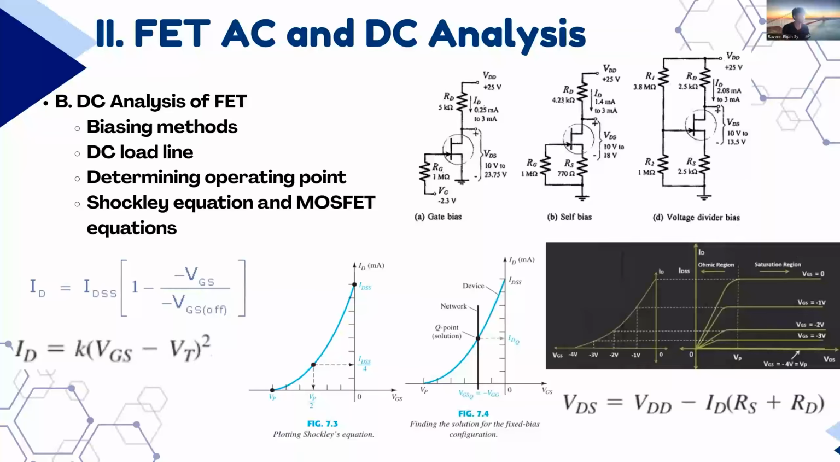Okay. For JFET and depletion mode MOSFETs, this relationship is defined by Shockley's equation. This is Shockley's equation, where IDSS is the saturation drain current at VGS equals 0 and VP is the pinch off voltage.